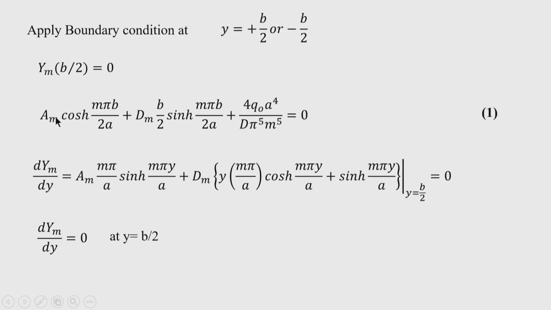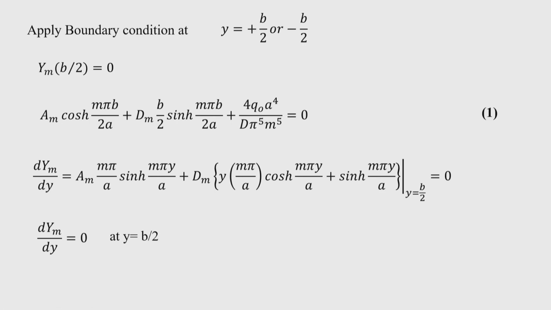So, if I apply the deflection boundary condition at y equal to b by 2, instead of y I have substituted b by 2. So, m pi b divided by 2a. Similarly, for the other case with D_m, the original term in terms of y was y sin m pi y by a. Now, instead of y I am putting b by 2. So, it will be D_m b by 2 sin hyperbolic m pi b divided by 2a plus this particular integral due to loading.